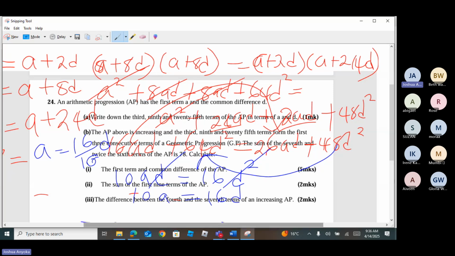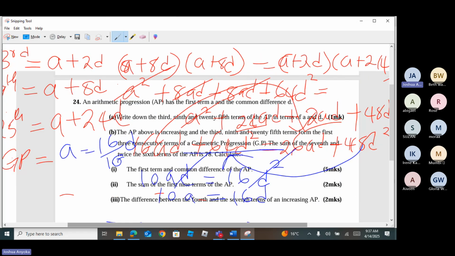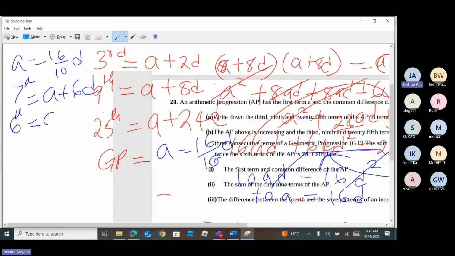In the confused writings of mine, we are told also that the sum of the seventh and twice the sixth terms of the AP is 78. The seventh term is A plus 6D. The sixth term will be A plus 5D. But we are told twice: the sum of the seventh and twice the sixth term is equals to 78.